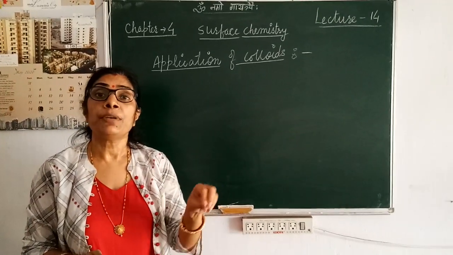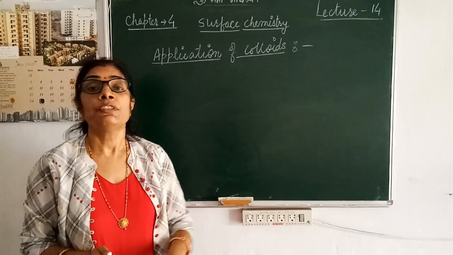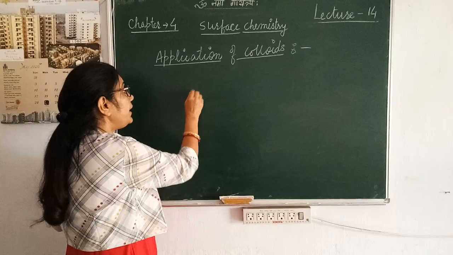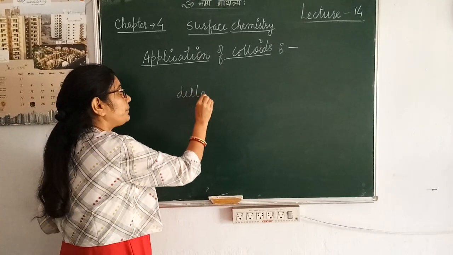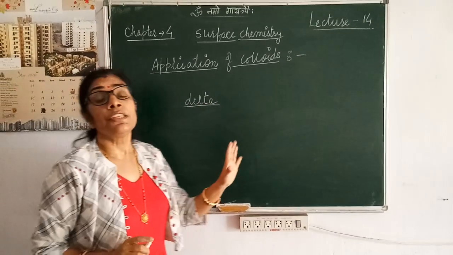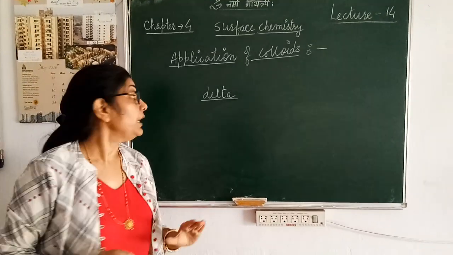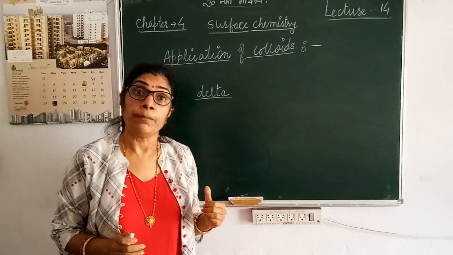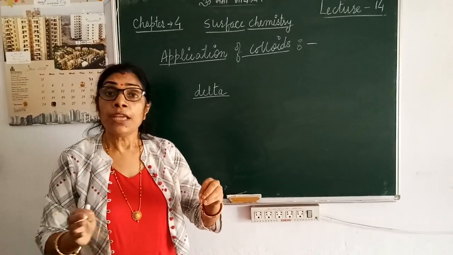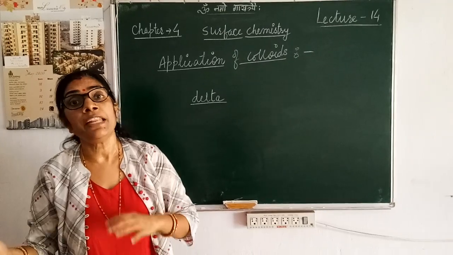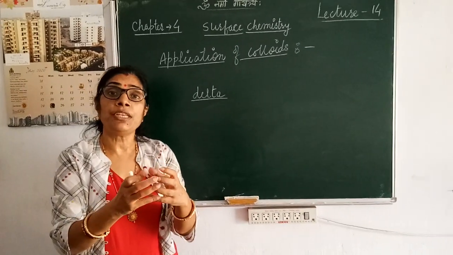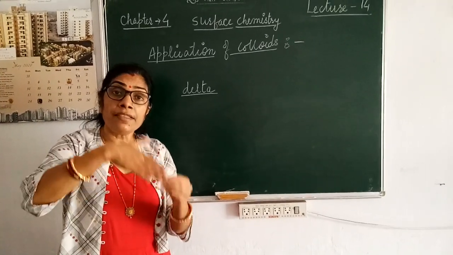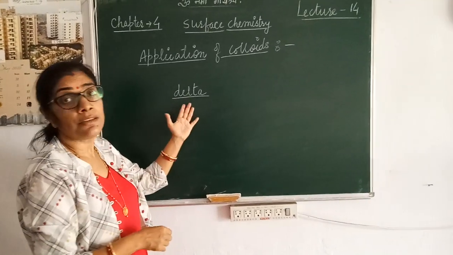Then the electrical precipitator of smoke, which is also known as the Cottrell precipitator. Then you must have studied delta in geography. What is the cause of formation of a delta? When river water comes in contact with sea water, the sea water has electrolytes, and the river water has sand, mud, etc. Then what happens? Precipitation, coagulation, so that the level of the river bed rises, and that risen bed is nothing but the delta.